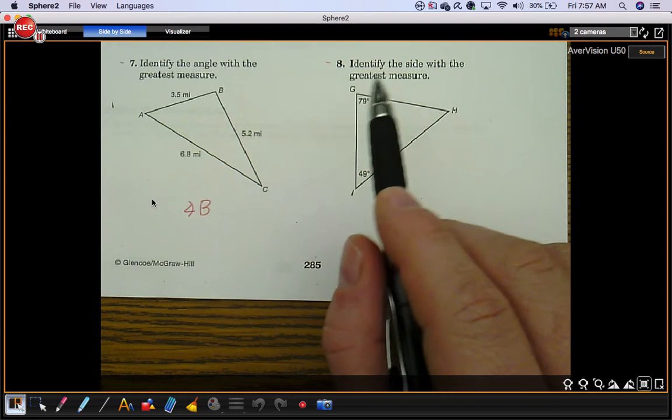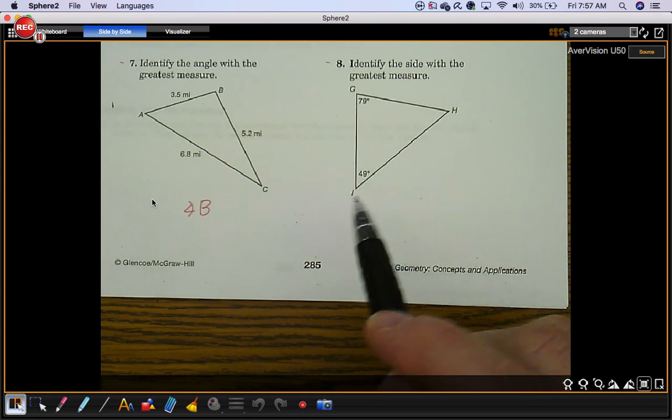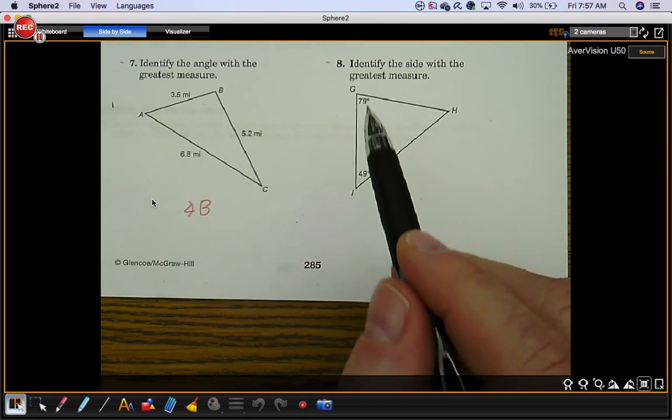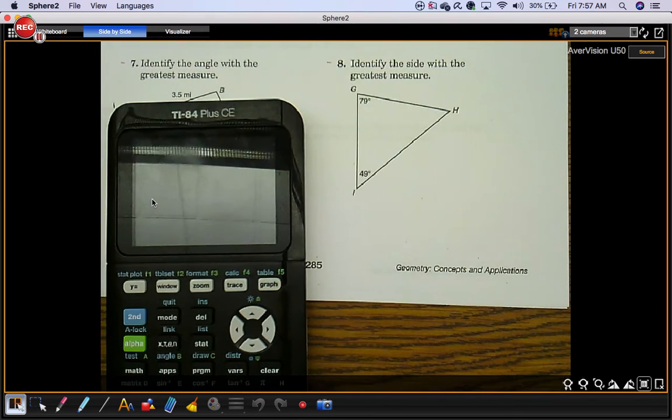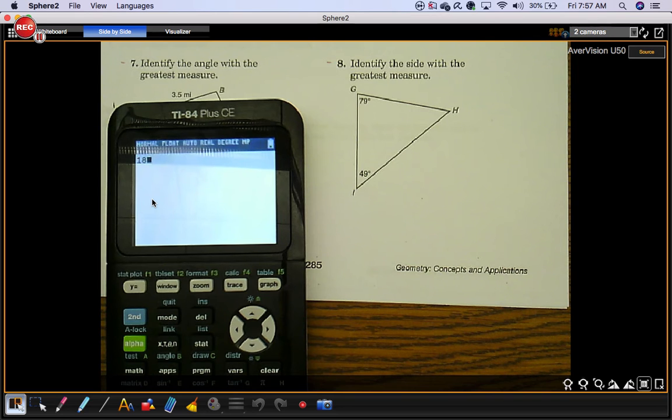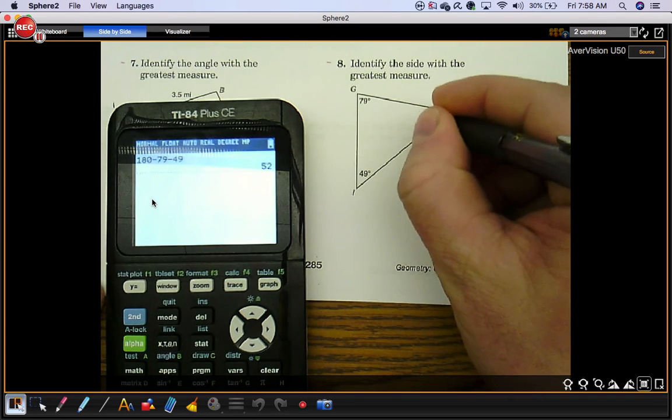Identify the side with the greatest measure. Well, there's an issue here because we only know two of the angles. But remember, if it's a triangle and you only know two of the angles, you can always find the third one. So we'll do 180 minus 79 minus 49. And that gives you 52 degrees.